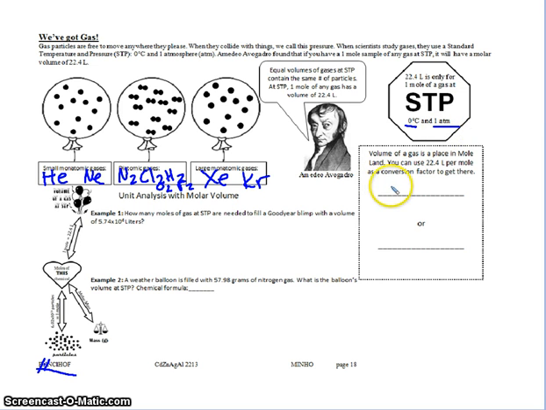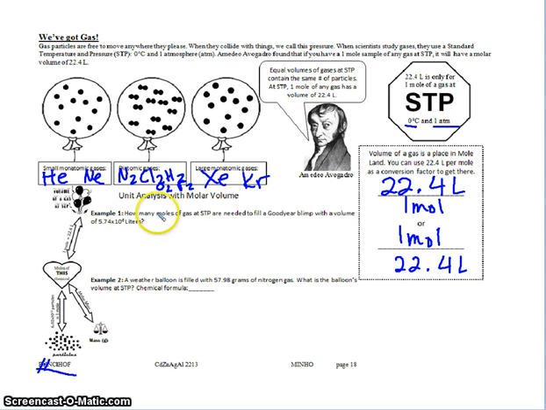We can take that information and make it into a conversion factor. It would occupy 22.4 liters if we have 1 mole of gas, or if you have 1 mole of gas at STP, it's going to occupy 22.4 liters. We can use this in dimensional analysis to figure out the size of our sample.